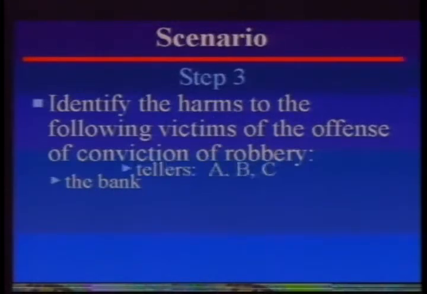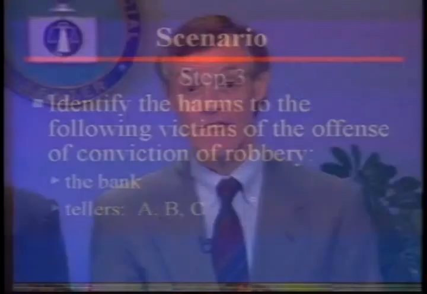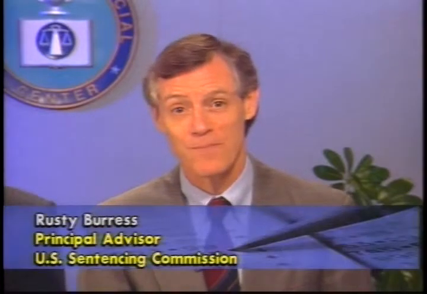Now, having looked at the bank, let's see what other victims we've identified and what harms they have suffered. Tellers A, B, and C. Again, I think we'll have to take these separately because of the different harms that they may have suffered. Teller A, who would like to say what harms you think Teller A suffered? We've identified Teller A as a victim now, so now we have to, at our next step, under step 3, determine what were those harms directly or proximately caused.